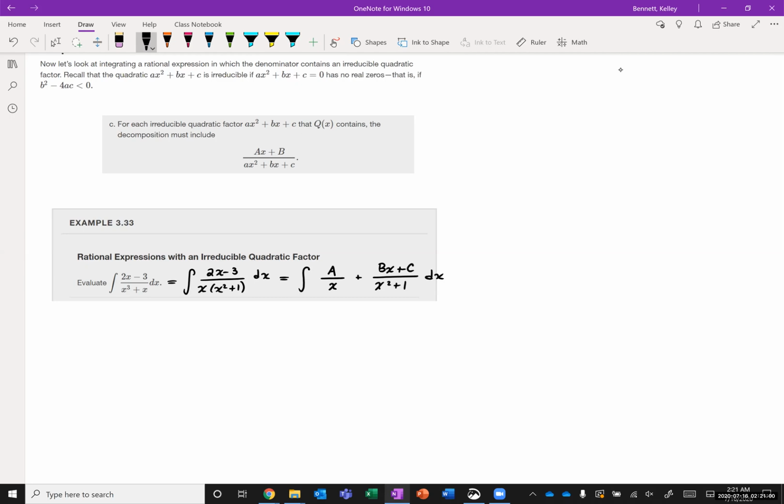Now, in the textbook, they write the quadratic first. So they have ax plus b, and then they have c over x. It does not matter. It only matters that whatever I say is a, it goes over x. And whatever I say is b and c, that goes with my quadratic. All right, so let's get to it. So we've got 2x minus 3 over x times x squared plus 1, everyone's favorite irreducible quadratic.